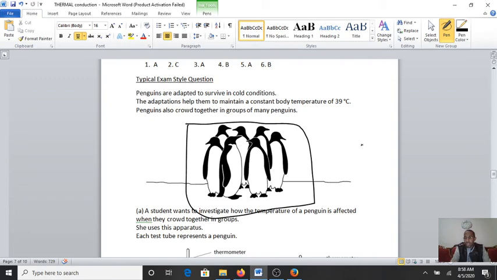And I think you already guessed it. When they come together, they trap some air between them. This trapped air is a thermal insulator, so it minimizes heat loss by thermal conduction. It keeps them warm. See, insulating properties of air. Many exam questions will test you on that. You need to pay a lot of attention.